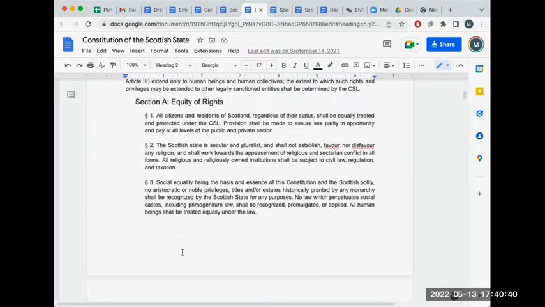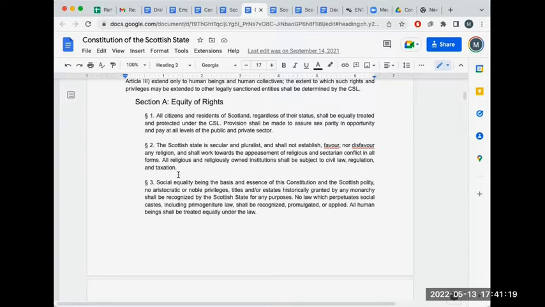But I just wanted to go through a few of the notions that I've stipulated. First of all, on the equity of rights: all citizens and residents of Scotland, regardless of their status, shall be equally treated and protected under the CSL, the corpus of Scottish law. Provision shall be made to assure sex parity in opportunity and pay at all levels of the public and private sector. The Scottish state is secular and pluralist and shall not favor nor disfavor any religion and shall work towards the appeasement of religious sectarian conflict in all forms. All religious and religiously owned institutions shall be subject to civil law, regulation, and taxation.